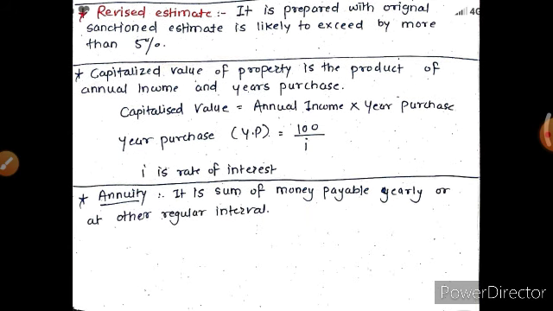Then the capitalized value of a property is the product of annual income and year purchase. So capitalized value is equal to annual income multiplied by year purchase, where year purchase is equal to 100 upon i, where i is the rate of interest. And the last term is annuity. Annuity is the sum of money payable yearly or at other regular intervals.